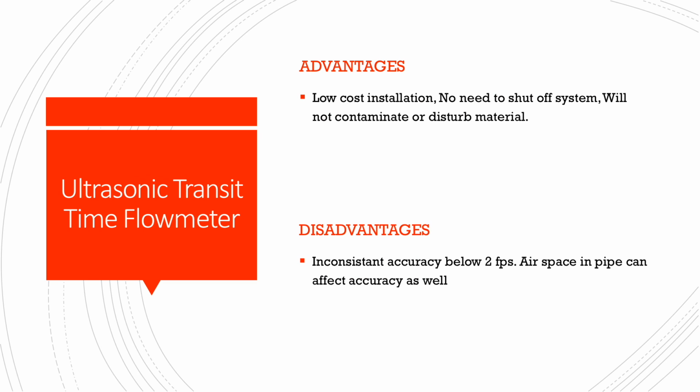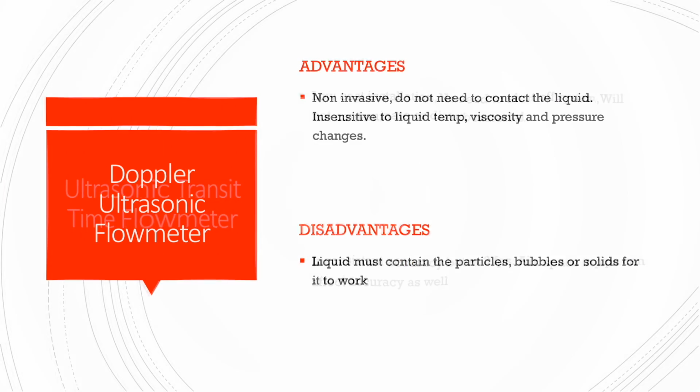Advantages to using an ultrasonic transit time flow meter are that it is low cost installation, no need to shut off your system and stop working, and it will not contaminate or disturb your material. Disadvantages being that it is inconsistent in accuracy below 2 feet per second. The airspace in the pipe will also affect this accuracy. The more airspace in the pipe, the less accurate your reading could be.